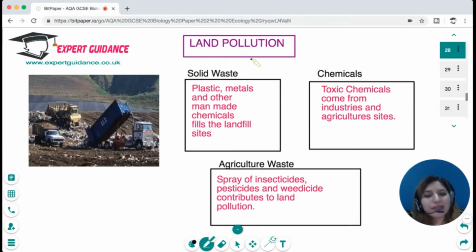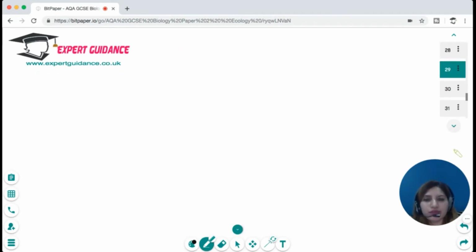Next is land pollution. The land pollution contributors are solid waste like plastic, metals, and other man-made chemicals that fill the landfill sites, and the chemicals that come from industries and the agricultural side, or agricultural waste, which are the spray of insecticides, pesticides, and weedicides, which contribute to land pollution.